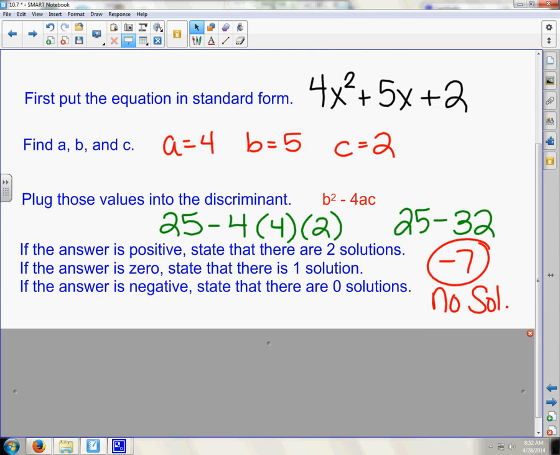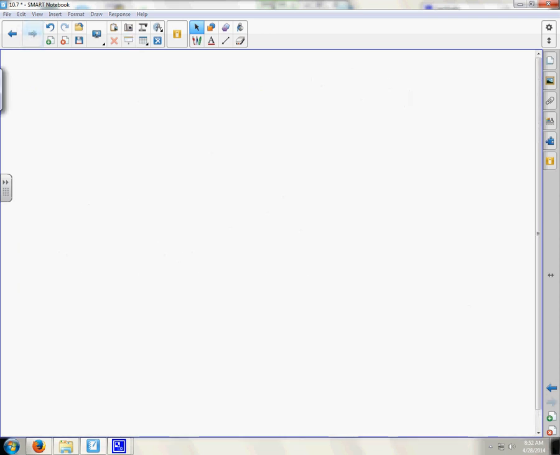Here's the same thing again. If the answer is positive, there are 2 solutions. If it's 0, there's 1. If it's negative, there are 0 or no solutions. All right, that's it for your notes.